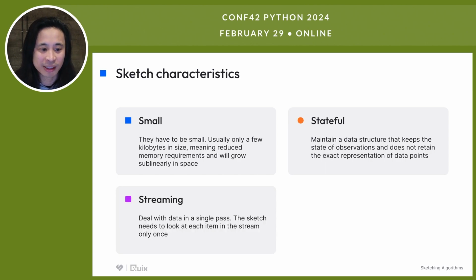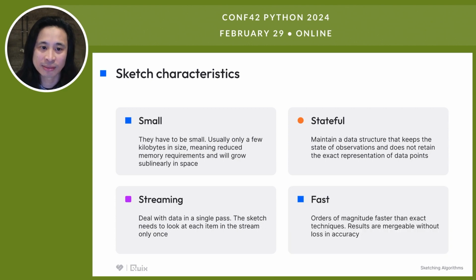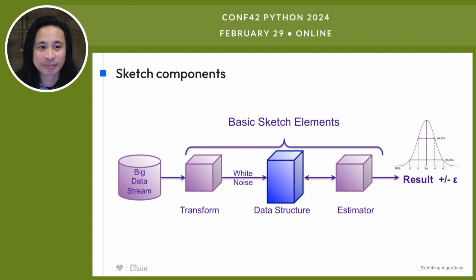It's streaming, meaning that it deals with data in a single pass. So the sketch needs to look only at each item in the stream once. And they're fast. They're orders of magnitude faster than exact techniques. The results are also mergeable without a loss in accuracy. That keeps everything fast. And these are the components. So the first typical stage of a sketching process is a transformation that makes the input data stream resemble white noise.